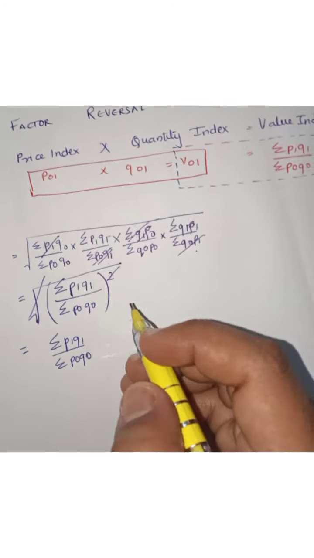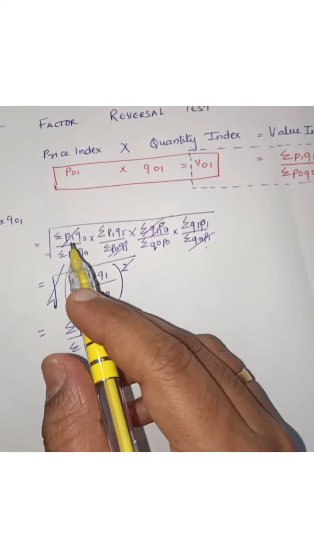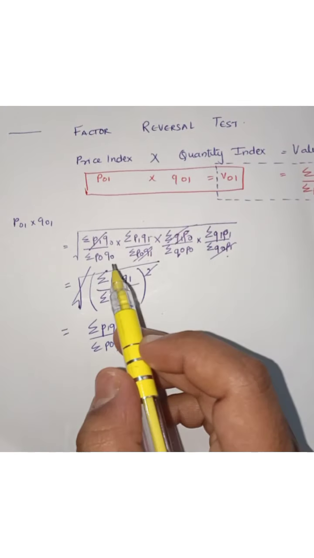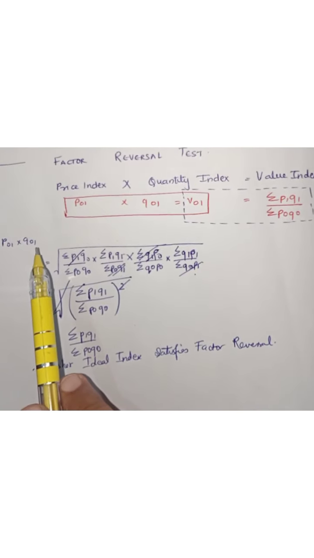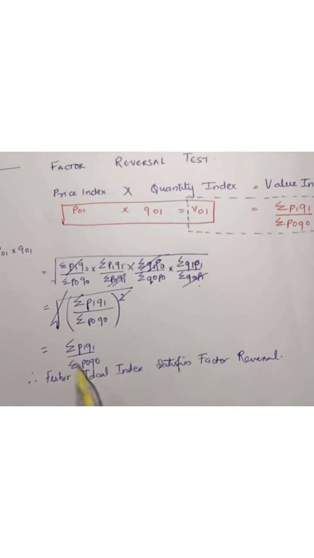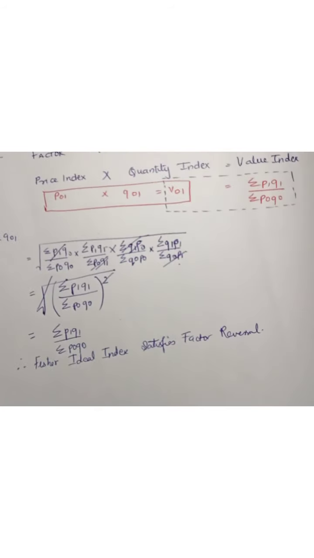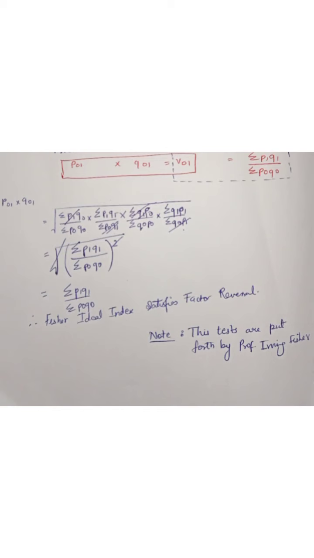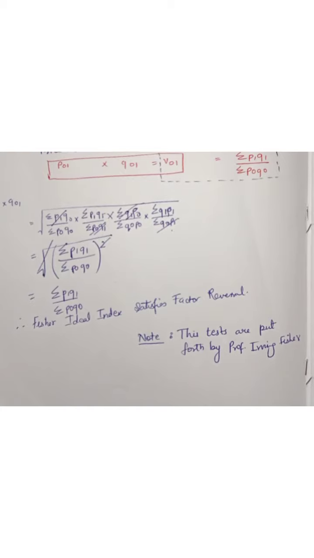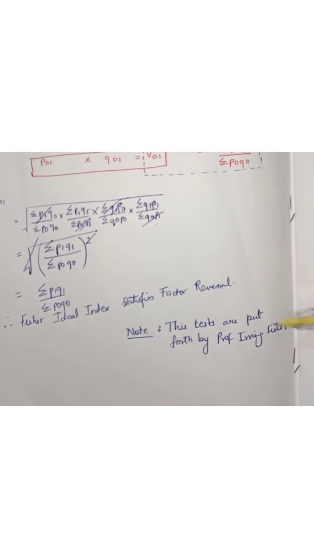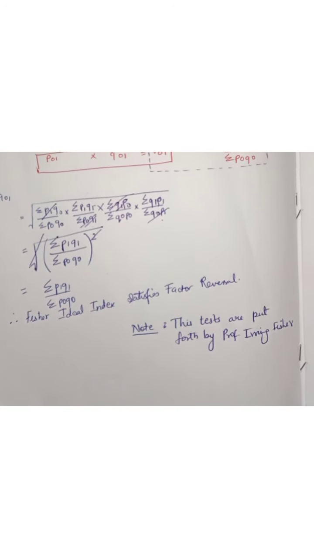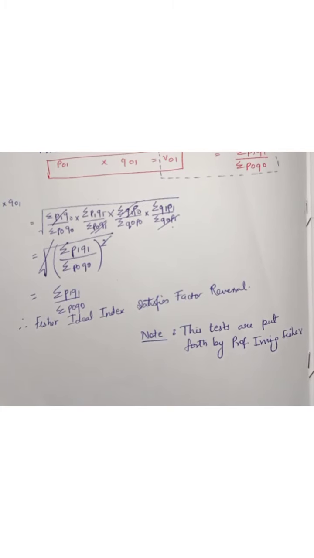Yes, dear students. So basically we have proved that Fisher's ideal index satisfies this test. Since we have used Fisher's index, we can say that the factor reversal test, that is quantity into price, gives us the ratio of value. So basically Fisher's ideal index satisfies factor reversal test. The most important point to be noted is Fisher's index was devised by Professor Irving Fisher. He is the only person who also put forward the test of factor reversal as well as time reversal test. This is all about the test of consistency.